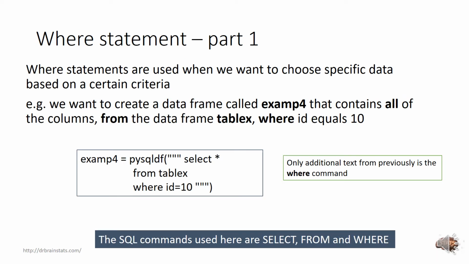Where statements are used when we want to choose specific data based on a certain criteria. For example, we want to create a data frame called example4 that contains all of the columns from data frame tablex where ID equals 10. Now we are familiar with select star and the from statement. The only additional text from previously is the where command. And you can see we've got where ID equals 10. That's it. If you clicked on our data frame example, you'll see the result of just one.